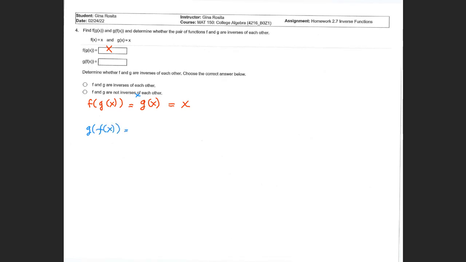The second one, g of f of x. The function for g is the same, it's x. I just write down on the top over here. After this, you just replace x with f of x. So what's that? The f of x is x. So now this is x. Because both of them are equal to x, the functions are inverses. So f and g are inverses of each other. Go to the next one.